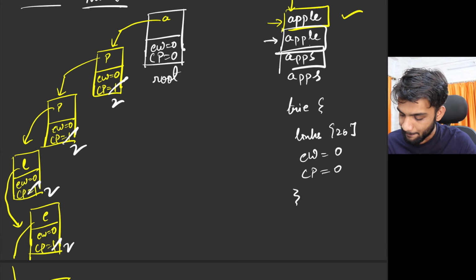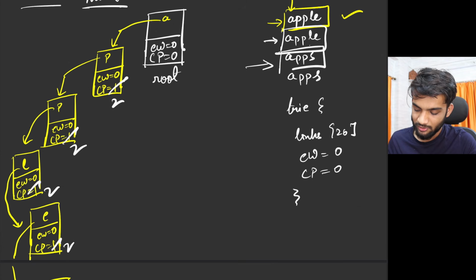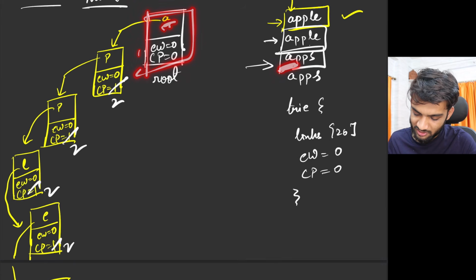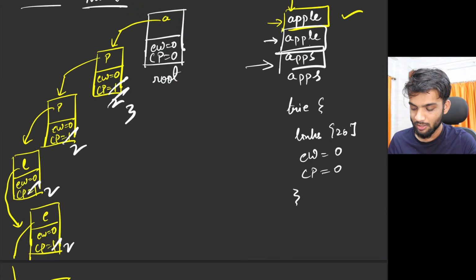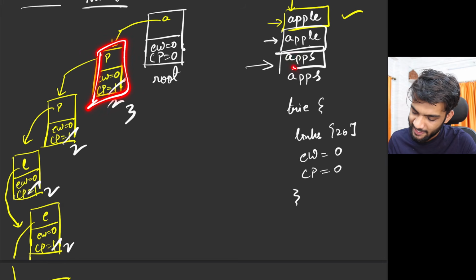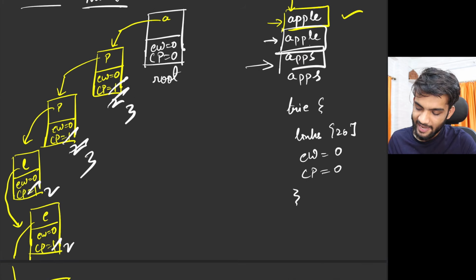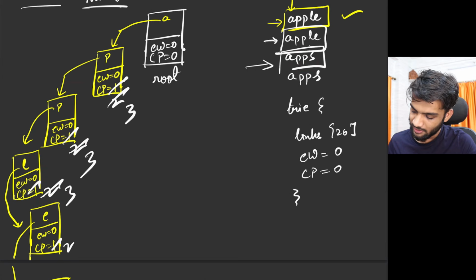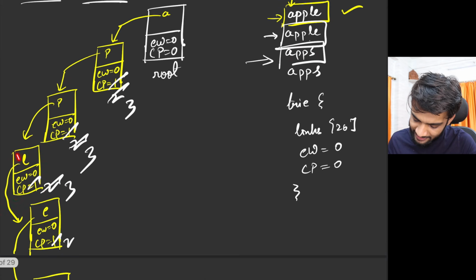Let's check this out again. Let's check the next word. APPS. Again, you're standing over here. Does A exist? Yes. Who's the prefix? This one. Increase. Next, you're standing here. Does P exist? Yes. Who's the try? Increase. Next, you're standing here. Does P exist? Yes. Who's the prefix? This one. Increase.